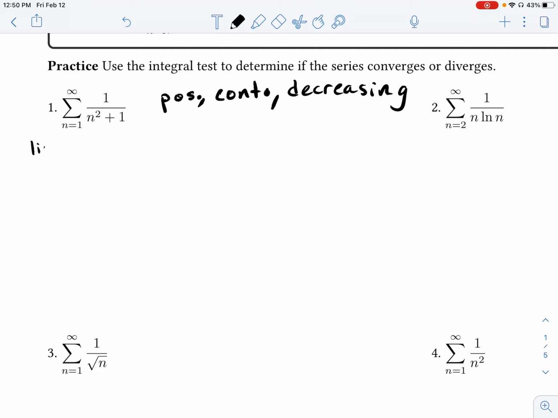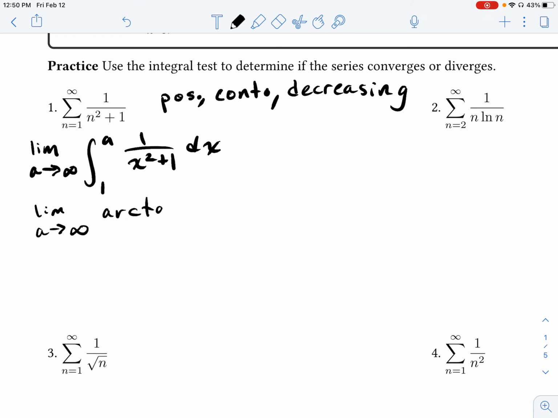So we'd say, let's look at the limit as a approaches infinity of an integral from 1 to a of 1 over x squared plus 1 dx. Well, what is the integral of this? It is arctangent. So let's write the limit as a approaches infinity of the arctangent of x evaluated from 1 to a. We'll rewrite that from 1 to a.